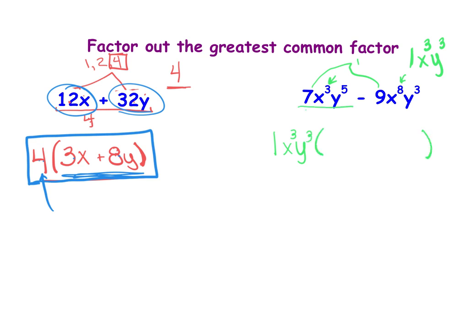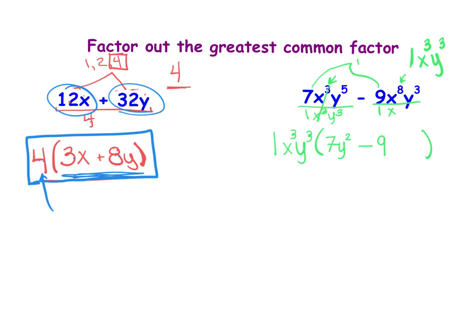So if I divide 7 by 1, that leaves me with 7 on the inside here. x to the 3rd over x to the 3rd, those cancel out, so the x's are now gone. And then I have y to the 5th over y to the 3rd, which means I have 2 y's, so y squared left on the inside.